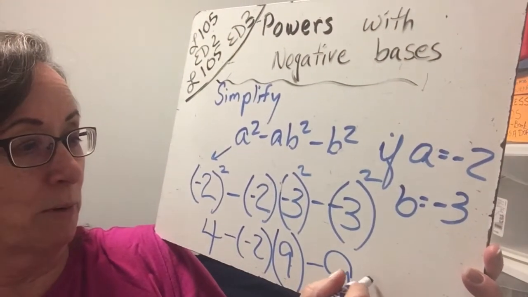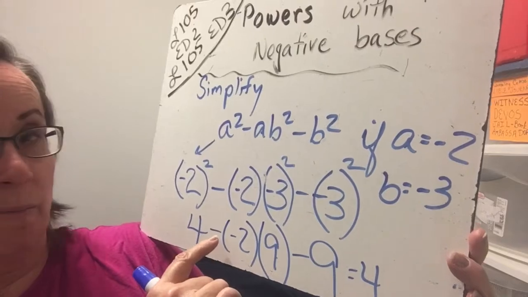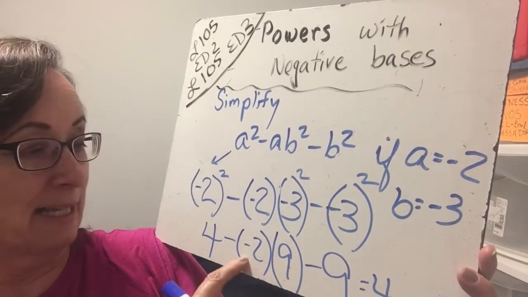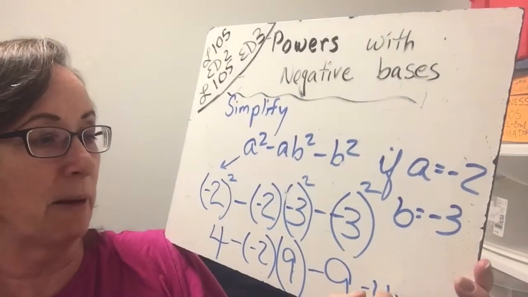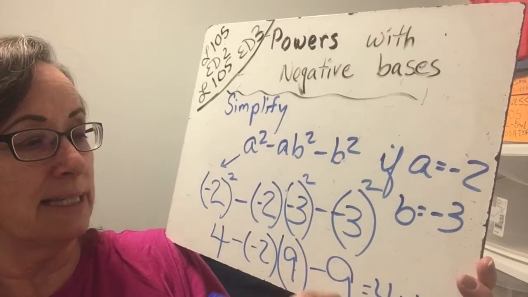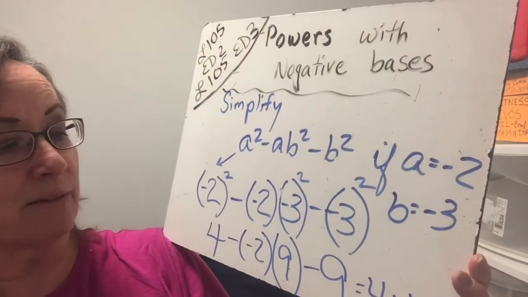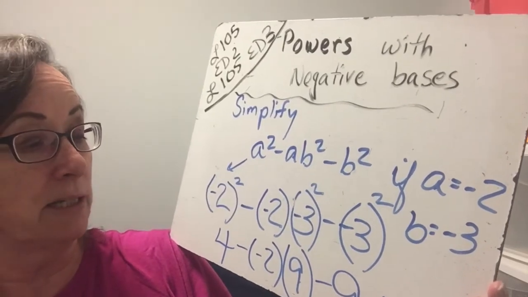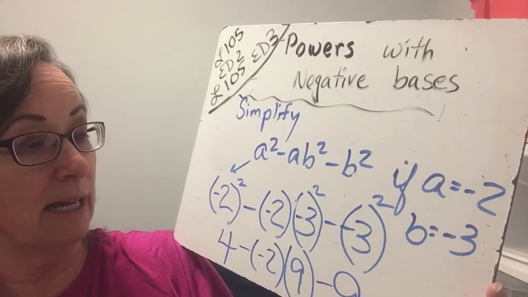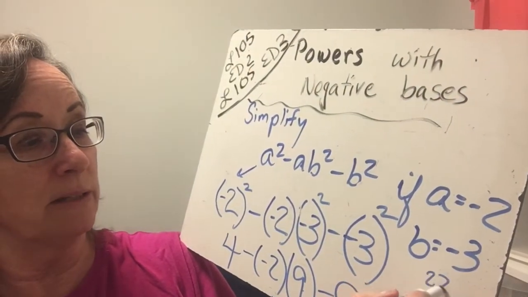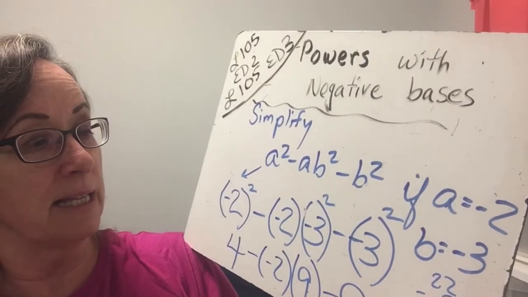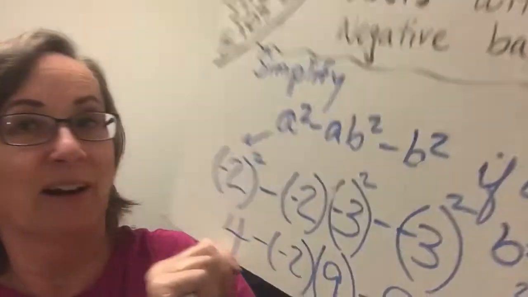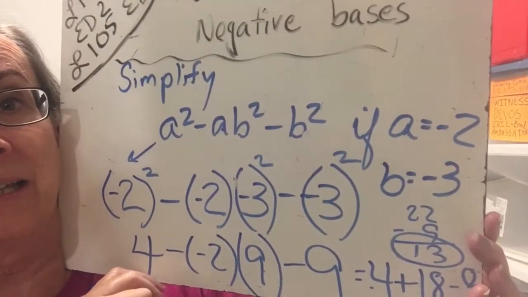So we have 4, and then minus the opposite of a -2 times a 9, that's a -18, and then the opposite of that is a +18, minus 9. And that's going to be a +4 plus an 18 is a 22. Take away a 9 is going to be 22 minus 9 is 13. And we are ready to do our practice problems.